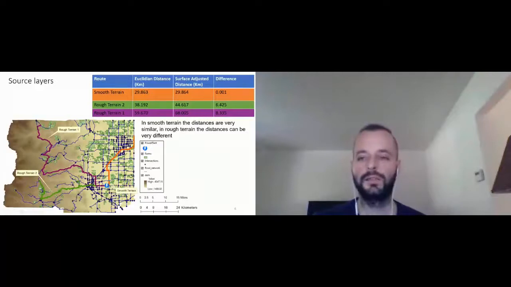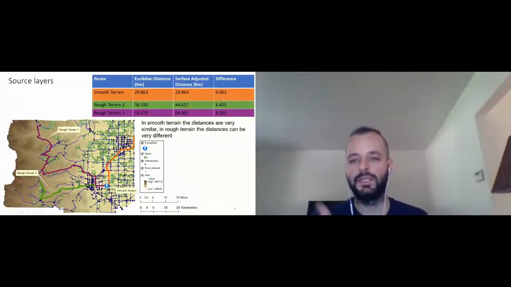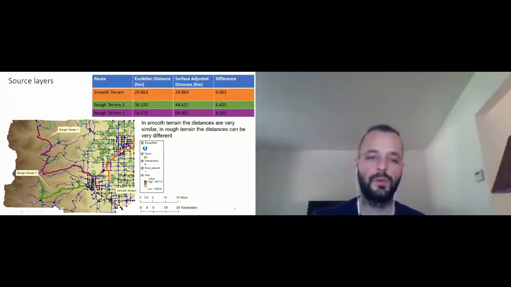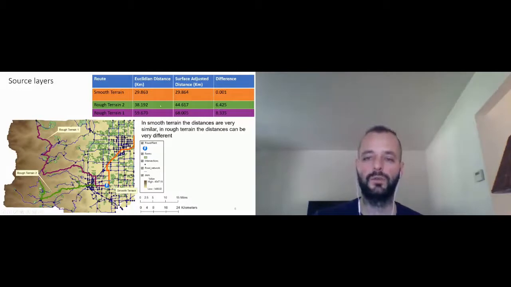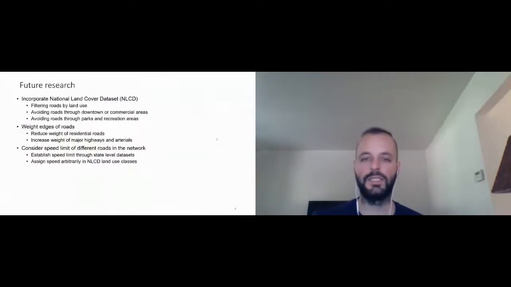You can see that in the smooth terrain, which is the orange line over here, the difference between Euclidean distance and surface adjusted distance is not very big. It's only 0.001 kilometers. But if we go up to the mountains, where several farms have to drive all the way to the power plant, this is the surface adjusted distance, and this is how it differs from Euclidean distance. You can see discrepancies of 6 kilometers or even 8 kilometers between Euclidean and surface adjusted.